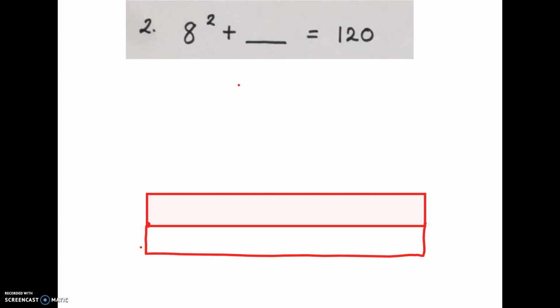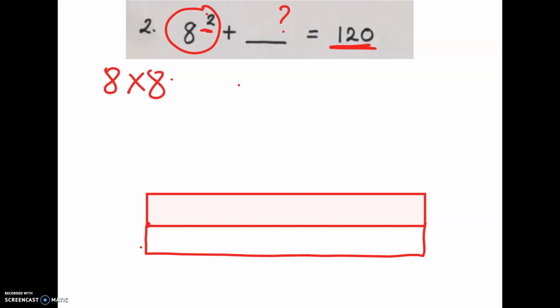Question 2, Mental Maths Monday. We've got to find a mystery number here, and we have to work out this so that we can find out what the mystery number is. So 8 with a little 2 above it, like that, means 8 squared, which means 8 twice.